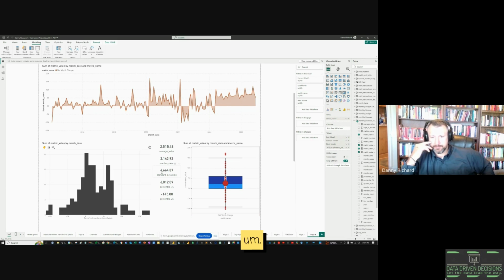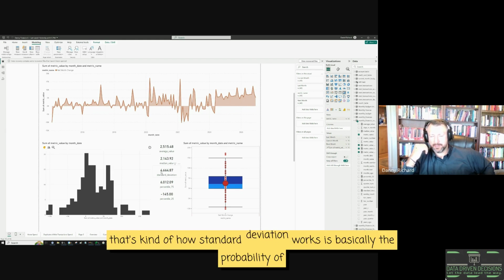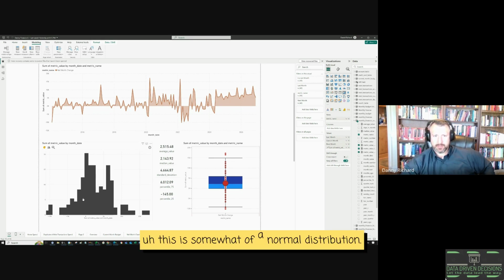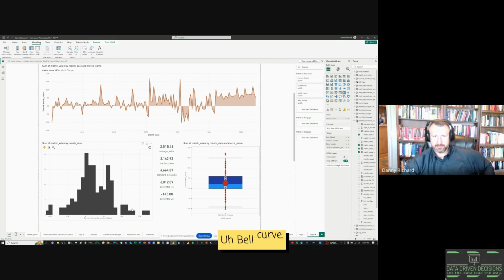And then 3 standard deviations is like, I don't know, it's high 90s. It's almost all of it. It's like 99.5% fall into that. So that's kind of how standard deviation works. It's basically the probability of the normal distribution. This is somewhat of a normal distribution, a bell curve. It certainly has that kind of shape.